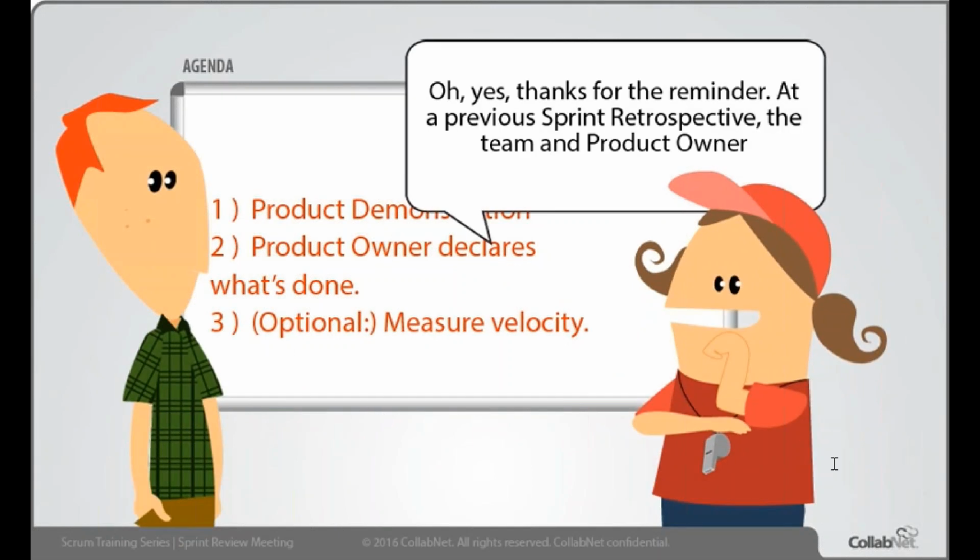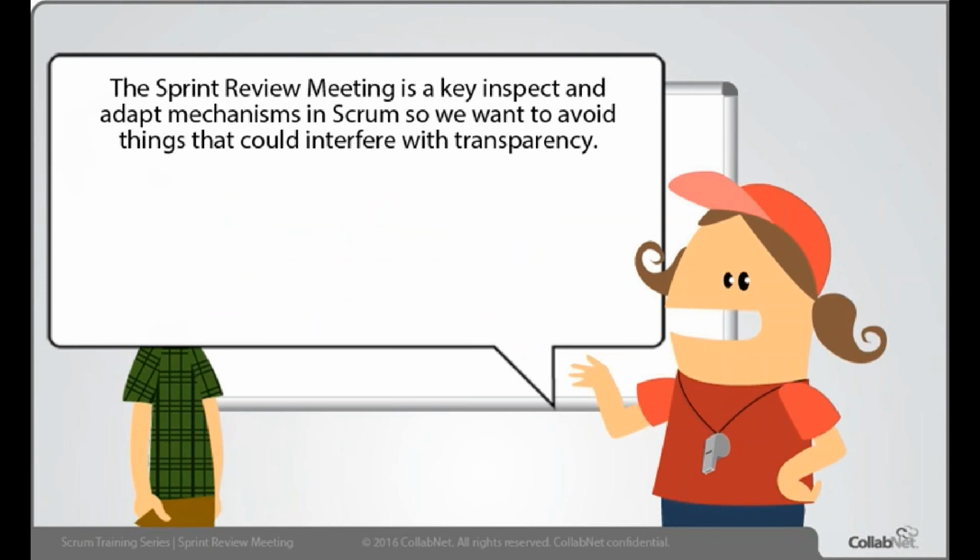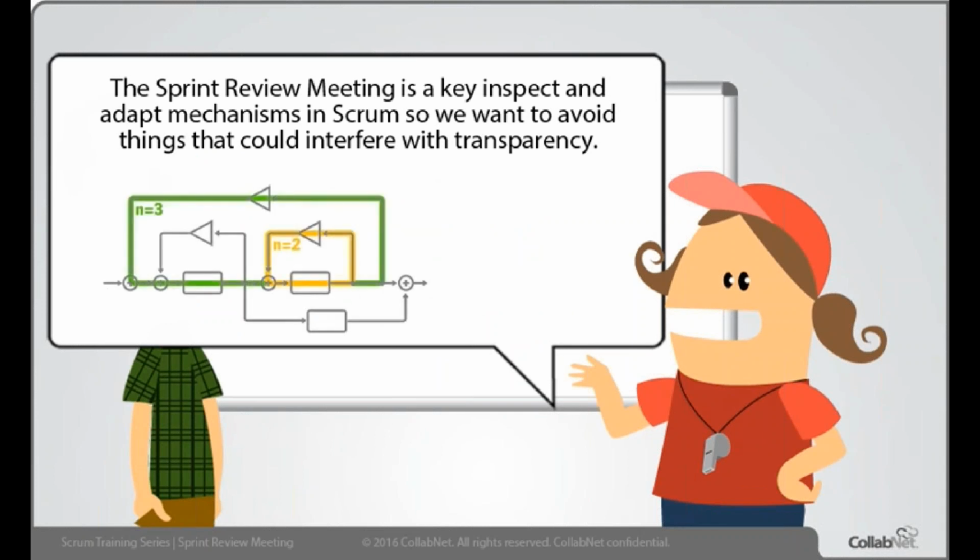Oh yes, thanks for the reminder. At a previous sprint retrospective, the team and product owner decided to discourage applause because it was interfering with neutral measurement. The sprint review meeting is a key inspect and adapt mechanism in Scrum, so we want to avoid things that could interfere with transparency.